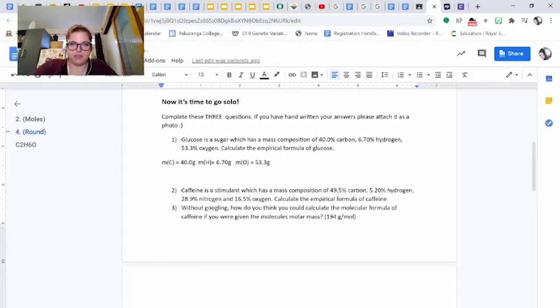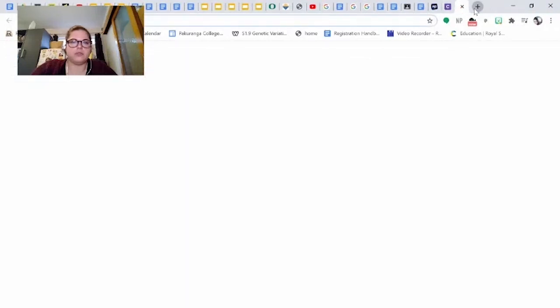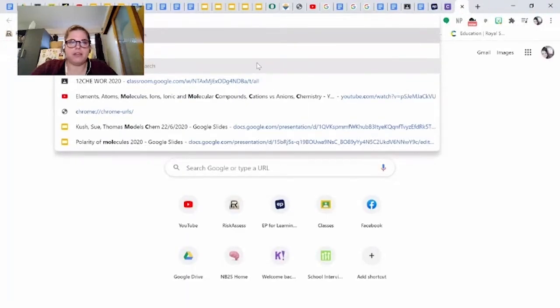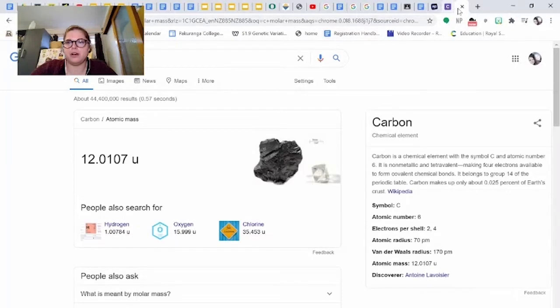Now we want to work out the moles of our substances. Let's figure out how many moles of carbon are in this 100 gram sample. So we go 40 g over, actually I'm just going to quickly Google the molar mass. I'm pretty sure it's 12. Yes, it's 12.